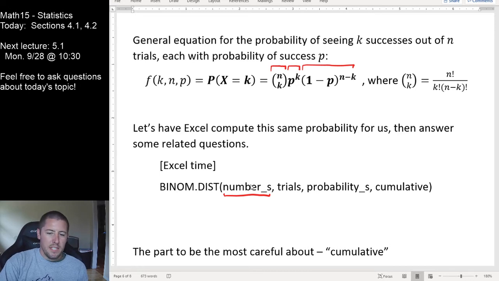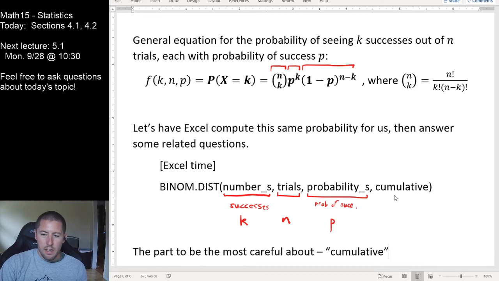So this number of successes, this is successes. This is what we have been calling K up here. This is our number of trials. I don't need to write trials. This is just N. This is our probability of success. Prob of success. That's P.